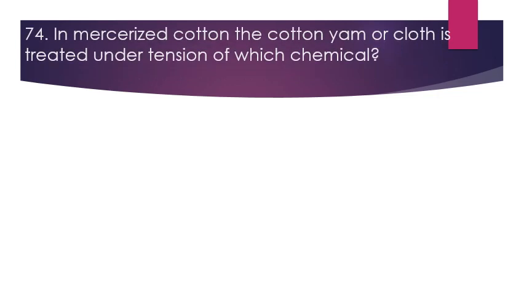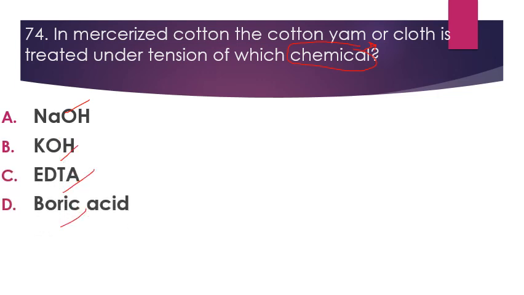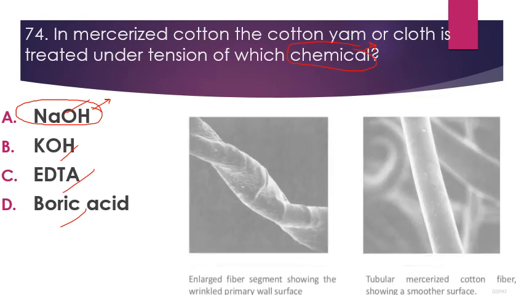Next question is, in mercerized cotton, the cotton yarn or cloth is treated under tension with which chemical? So to improve the quality of cotton fiber, it is mercerized with a chemical, which we commonly call caustic soda. Our options are NaOH, KOH, EDTA and boric acid. So it's an important chemical used, and its answer is NaOH. So this chemical is used for mercerization of cotton.